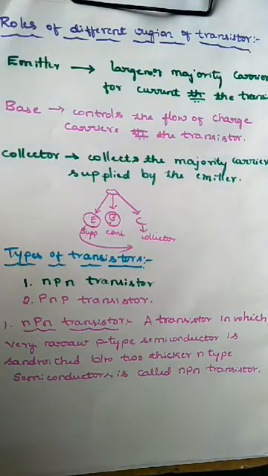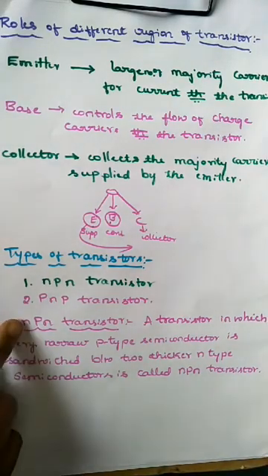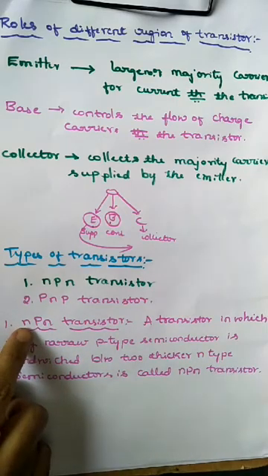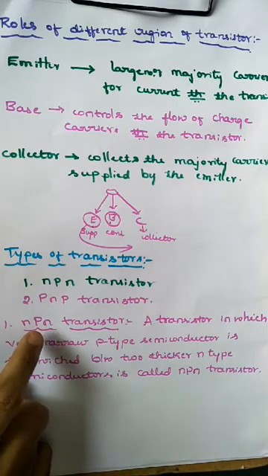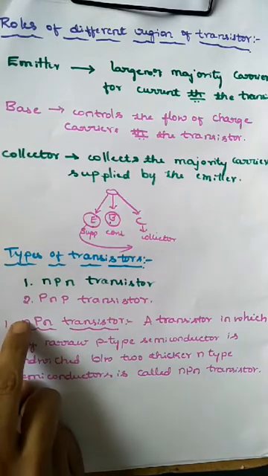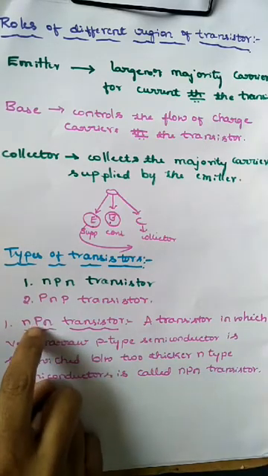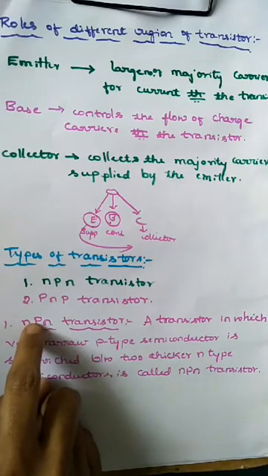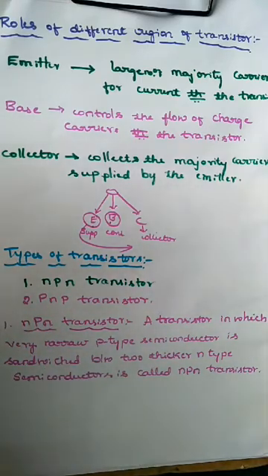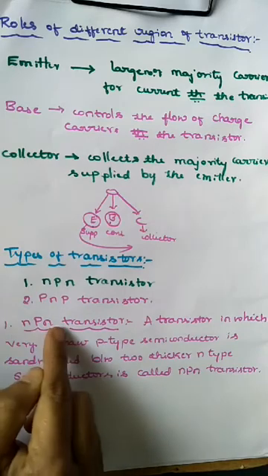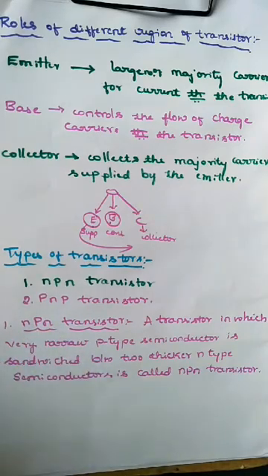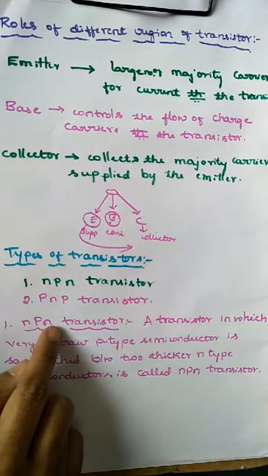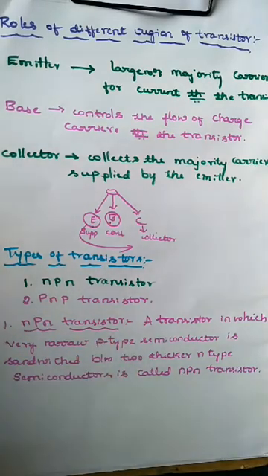Okay, so what happens here? N and P are the types of semiconductor. One is the N type of semiconductor, another one is the P type of semiconductor. So here N, here N, and the middle is P. So here is a very thin P type material. It is sandwiched between two N type semiconducting materials. So that is called NPN transistor.